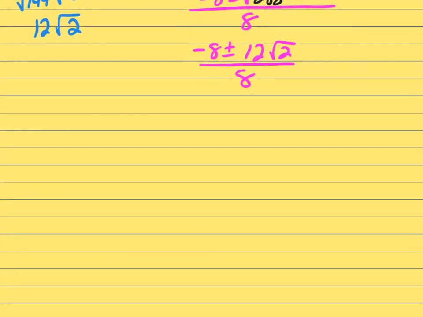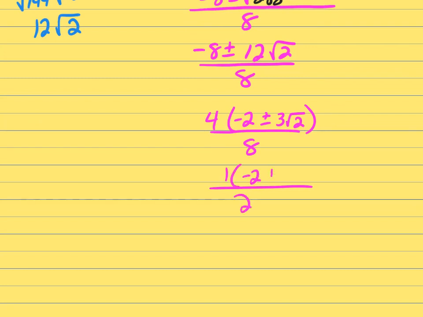Now, I need to factor out the most possible on the top. What's the largest number that goes into 8 and 12? 4. So we're going to take out a 4. And 4 times negative 2 gives me the negative 8. And 4 times 3 square root of 2 gives me the 12 square root of 2. From here, we see a fraction, 4 over 8, that can be reduced. So I'm going to reduce that fraction to 1/2. And again, we do not need the 1 on the outside of the parentheses, so I'm just going to rewrite that without the 1 and say negative 2 plus or minus 3 square root of 2 over 2.